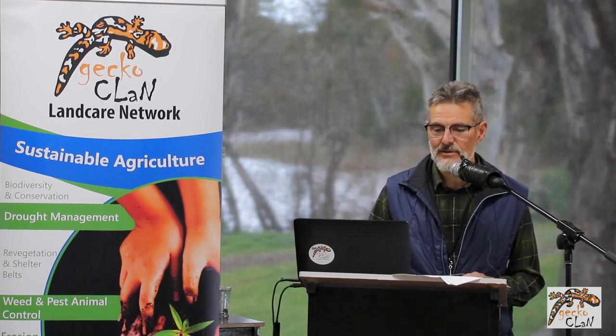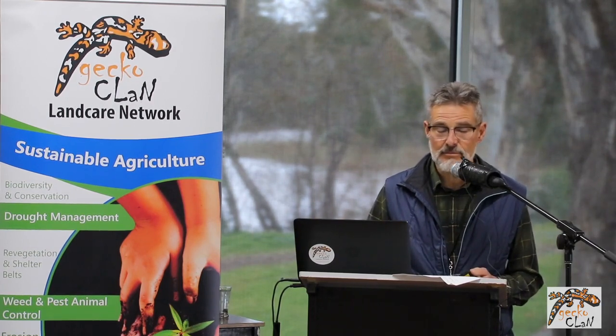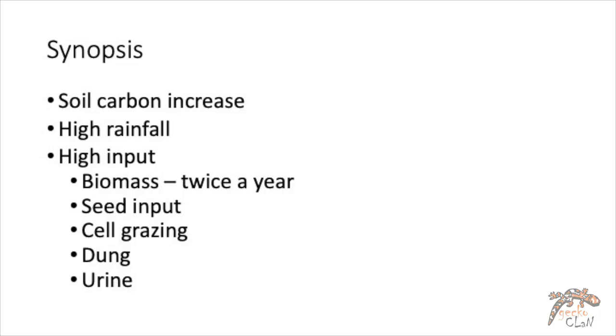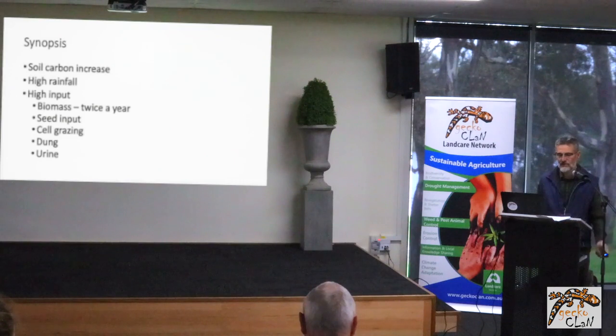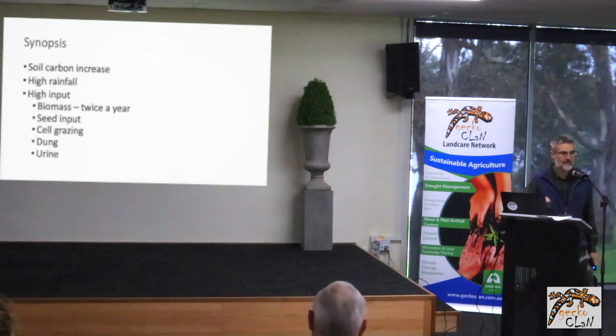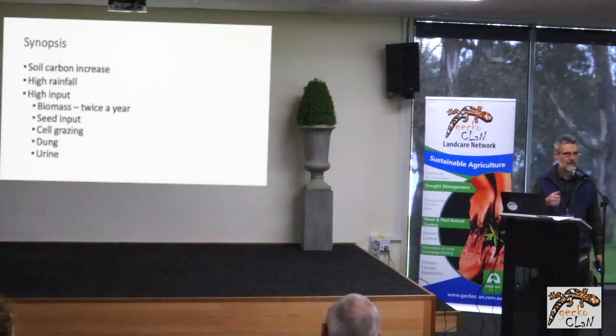You need 1,000 millimetres of rainfall. It was a highly acidic soil profile. So there was a soil carbon increase, but a lot of it's due to the high rainfall, high input, biomass twice a year, and the seed input, cell grazing, dung and urine. And I should add to that, the lime as well.